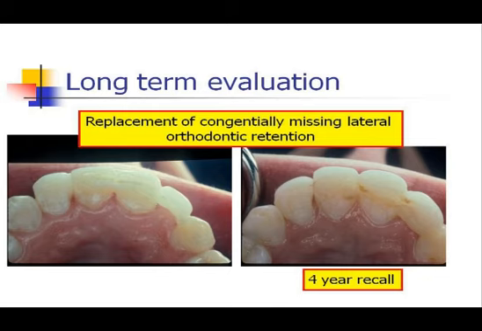Or for this maxillary case, a replacement of a congenitally missing lateral incisor. We have some orthodontic retention, and at the 4-year recall for this patient, they've worn through the lingual of the composite. This is an orthodontic retention. This is a provisional, long-term provisional bridge because the plan is for the patient to get an implant.